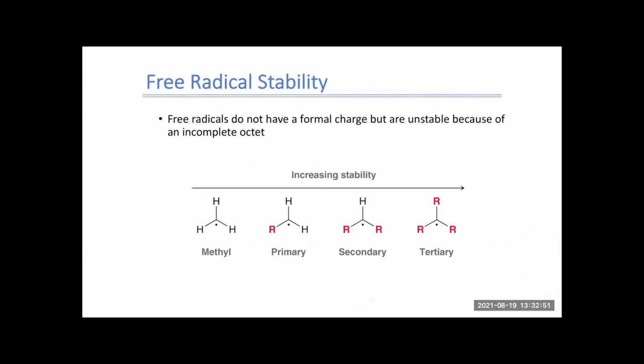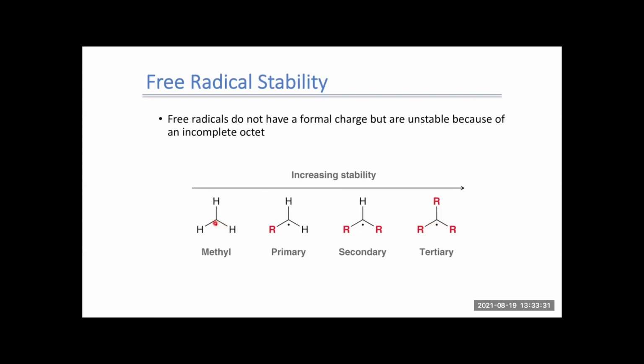And one final note about our radicals and radical stability. Not all radicals are as stable as each other. Free radicals, they don't have a formal charge, but they are unstable because they don't have an octet. And so the more electron density you can donate to that carbon, the more stable it becomes. So what that means is the more methyl groups you have around it, those are groups that can donate electron density towards this radical to help stabilize it a little bit.